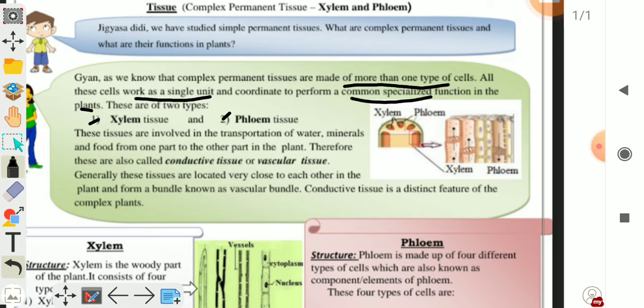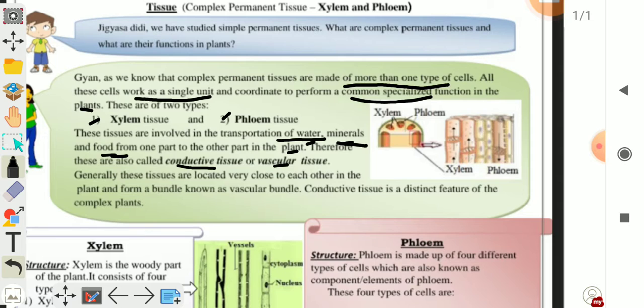These tissues are involved in the transportation of water, mineral and food from one part of the plant to other part of the plant. What is the main function of these complex permanent tissues? It is transportation of water, mineral and food from one part of the plant to other part of the plant. Therefore, these are also called conductive or vascular tissues.